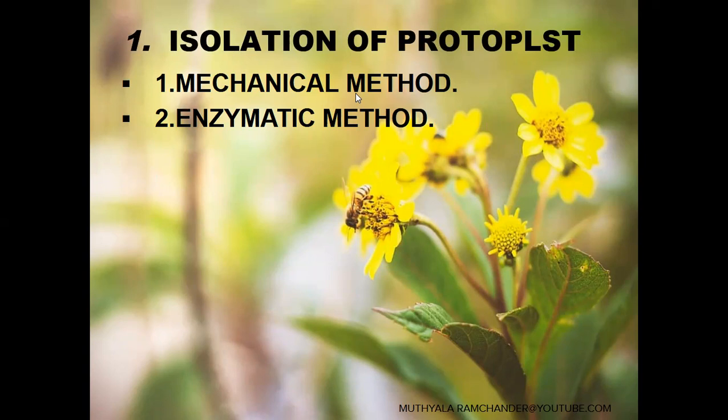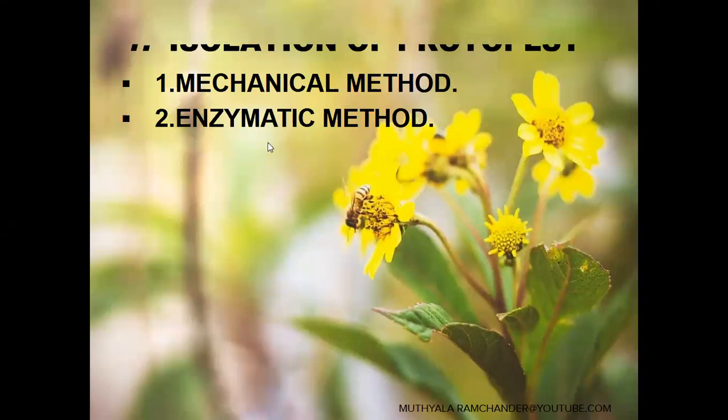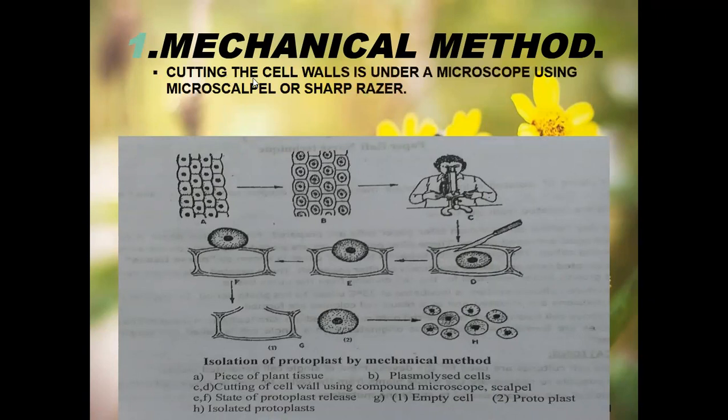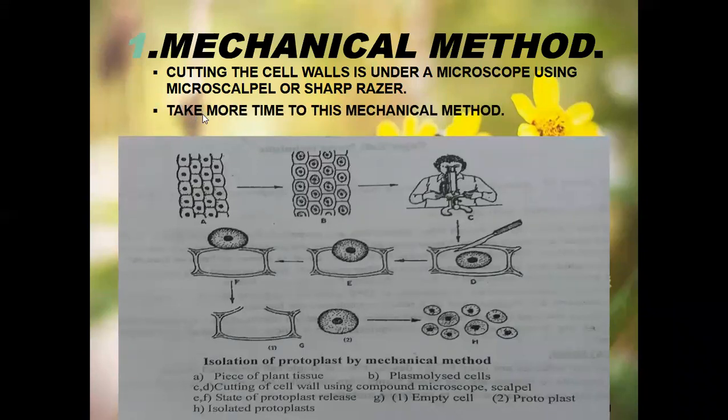The first method is the mechanical method, and the second method is the enzymatic method. First we discuss the mechanical method. See, children, in the mechanical method, the leaf is cut, cutting the cell walls under a microscope using microscalpels or sharp razors. This procedure takes more time in the mechanical method.